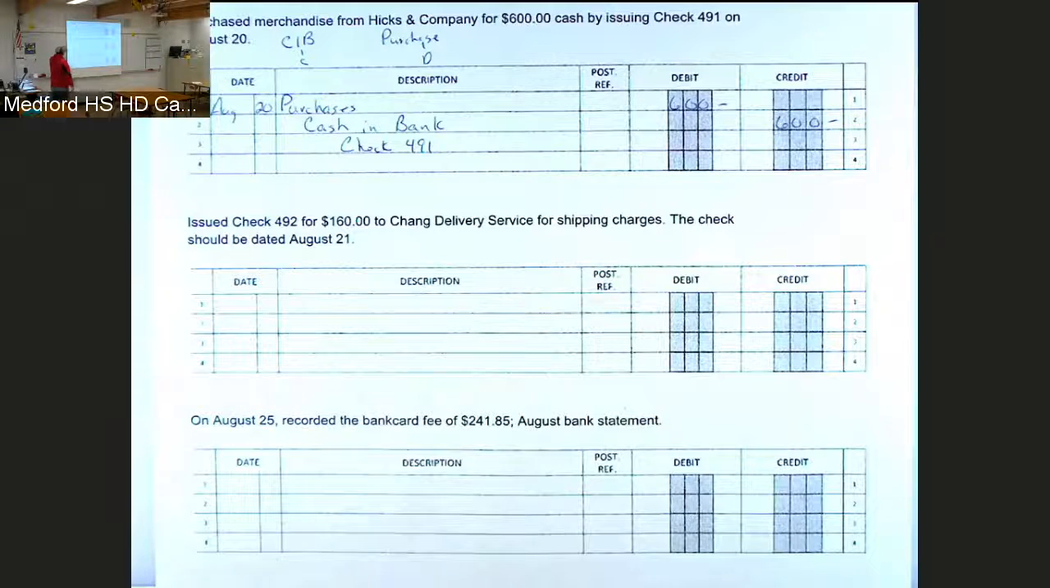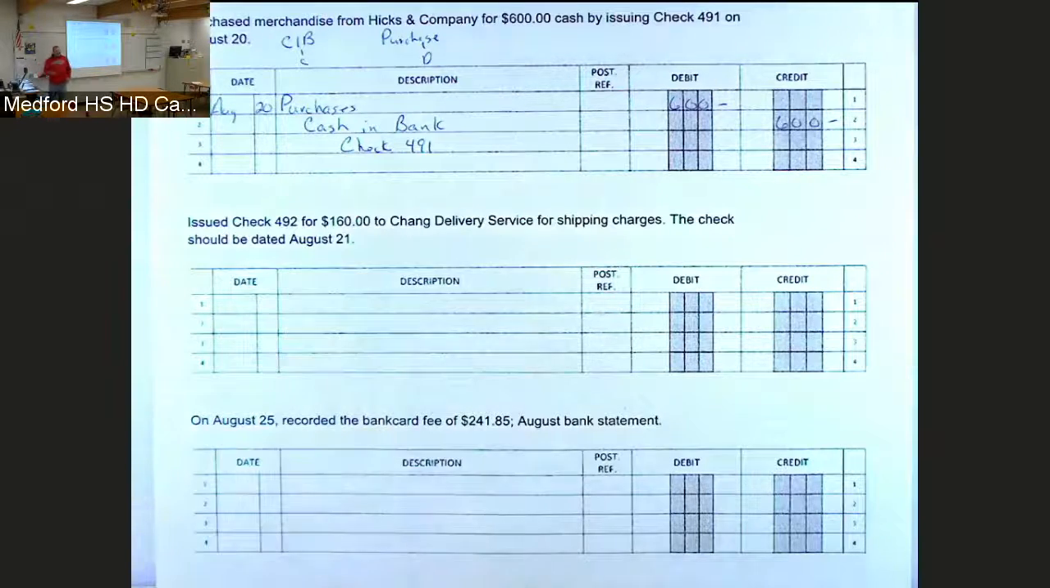Okay, the next example. Issue a check for $160 to Chase Delivery Service for shipping charges. What are we doing here? We're paying shipping. We've been charged for shipping. What you have to know ahead of time is that the account we're going to use to record shipping charges is called transportation in. That's the name of the account. I know we don't have a chart of accounts. If we had one, we could probably find it through the process of elimination, right? But it's not going to be shipping expense. That would be a logical thought. It's going to be transportation in.